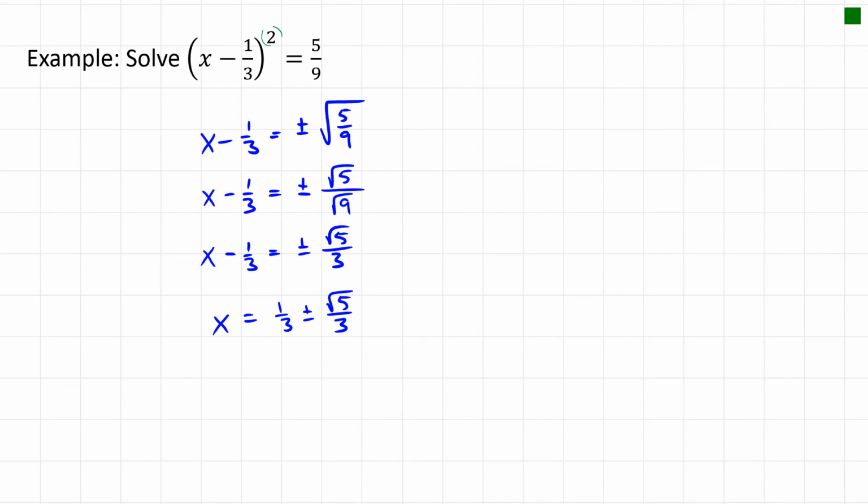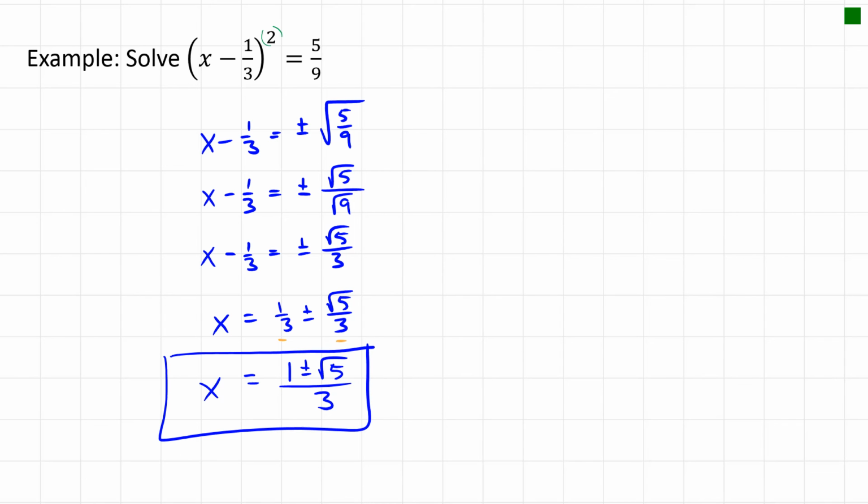And here is where I'm going to write this answer in the way that you'll most commonly see it. This is a correct answer. If you left your answer here, that would be fine. But what would really make your math teacher happy is to write this as, because these two fractions have a common denominator, 1/3 and root 5 over 3, we can write this as 1 plus or minus root 5, all of which is over 3. And that would be my final answer.